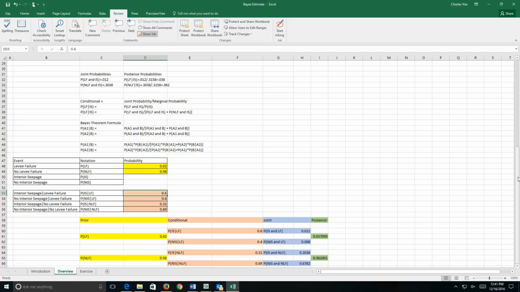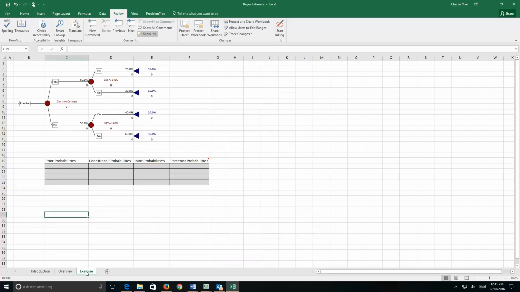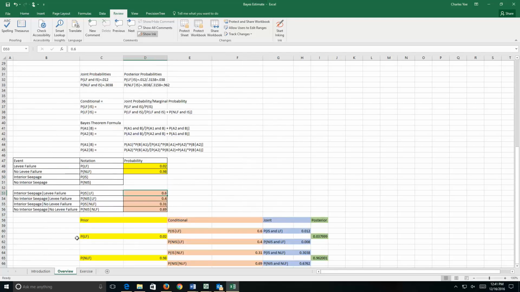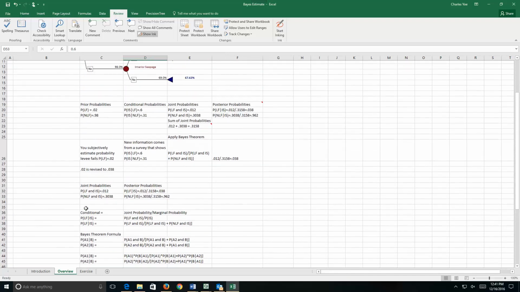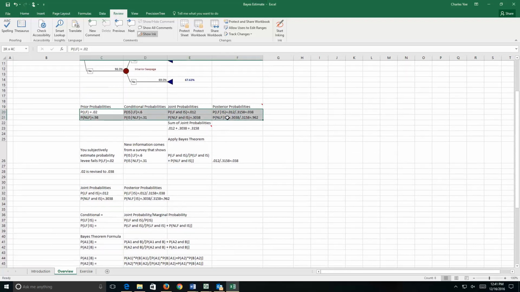So have a look at this exercise. Once you're familiar and comfortable with it, you're going to go on to the exercise tab, and in these gray spaces here, you are going to duplicate these calculations here.